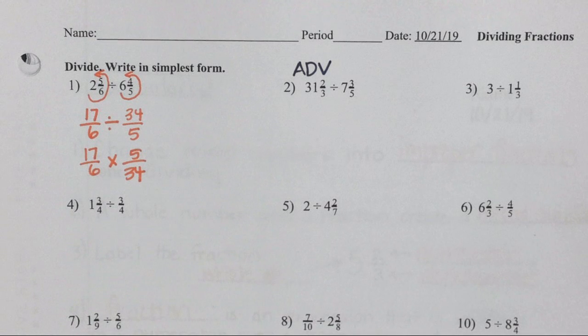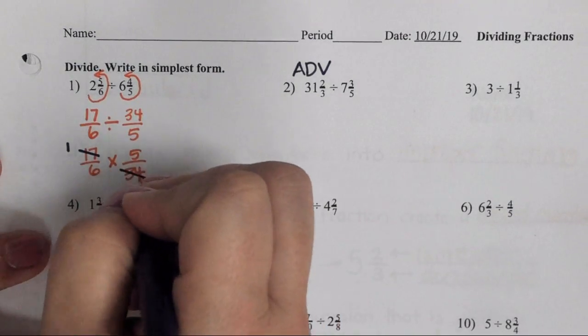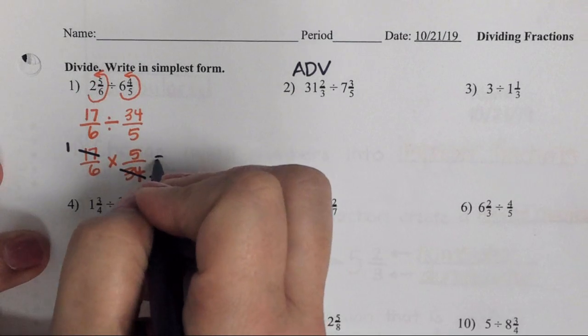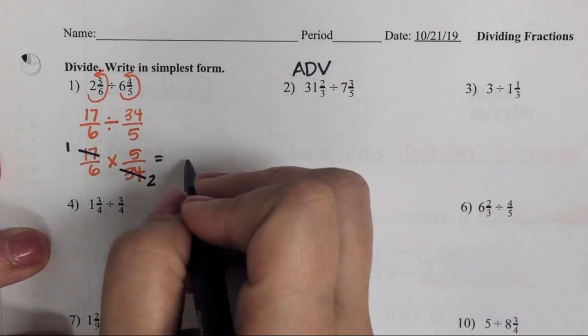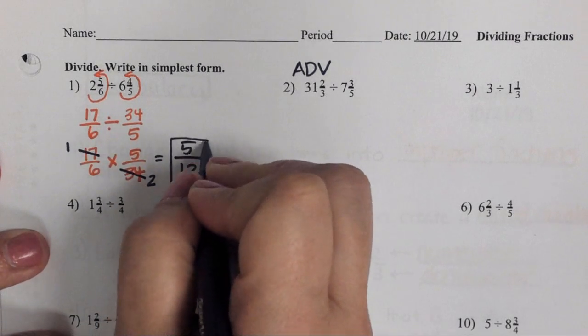All right, anything I can cross cancel there? Yes. Which ones? 17 and 34. 17 will go into 17 one time. 17 goes into 34 twice. What's 1 times 5? 5. 6 times 2? 12. We can't simplify.